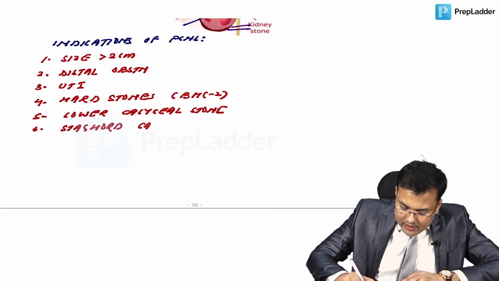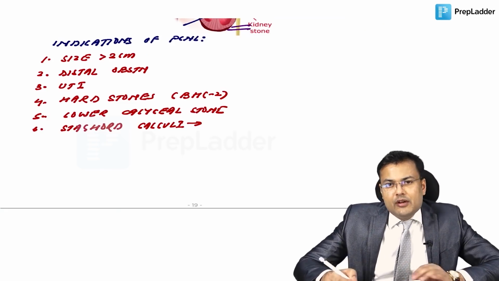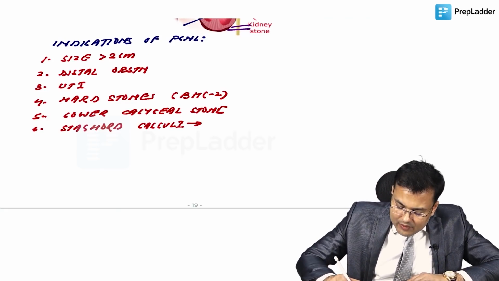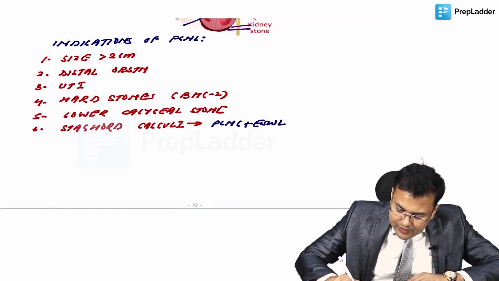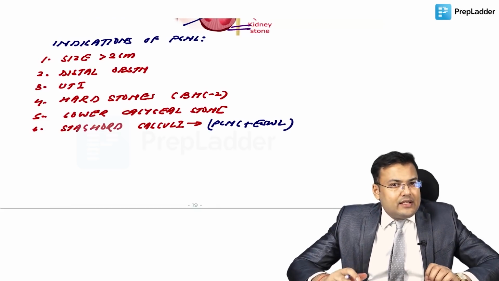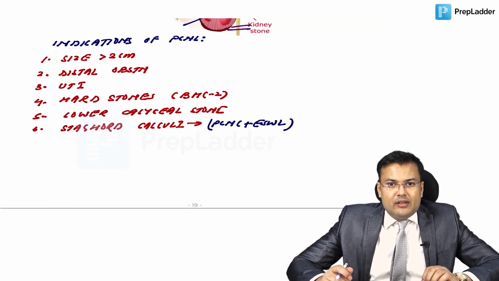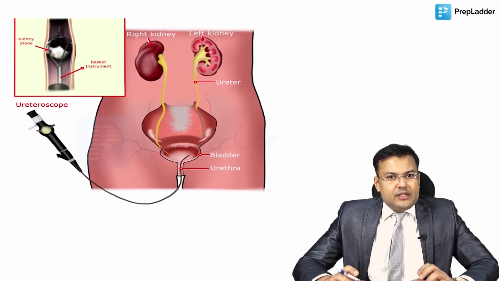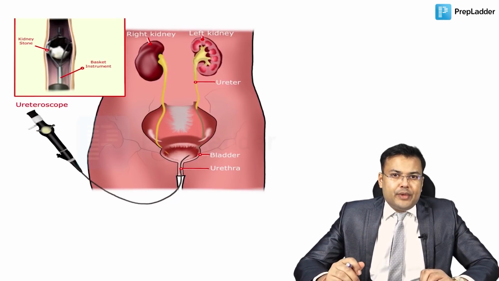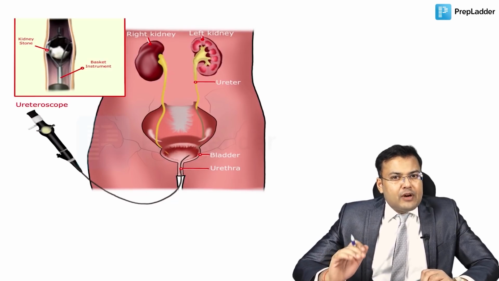Staghorn calculi. Clear? And for the staghorn calculi, what's the treatment? We go for sandwich technique. And what's that? It's the PCNL plus ESWL. So we go for sandwich technique, and that is PCNL plus ESWL. Now tell me, what is the name of this intervention? This is ureteroscopy. Okay.